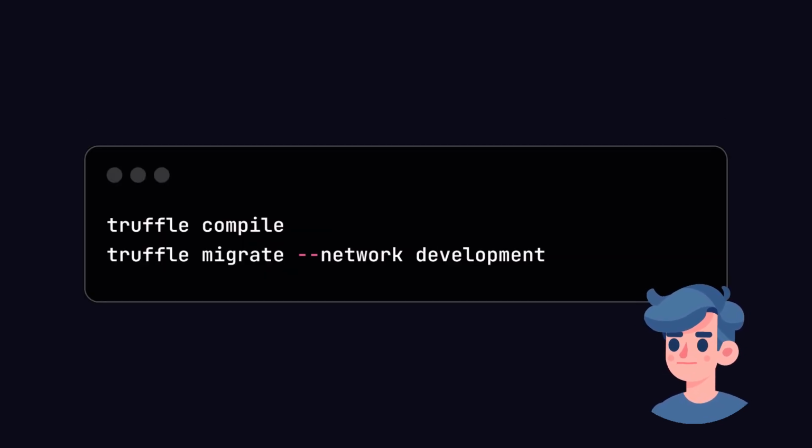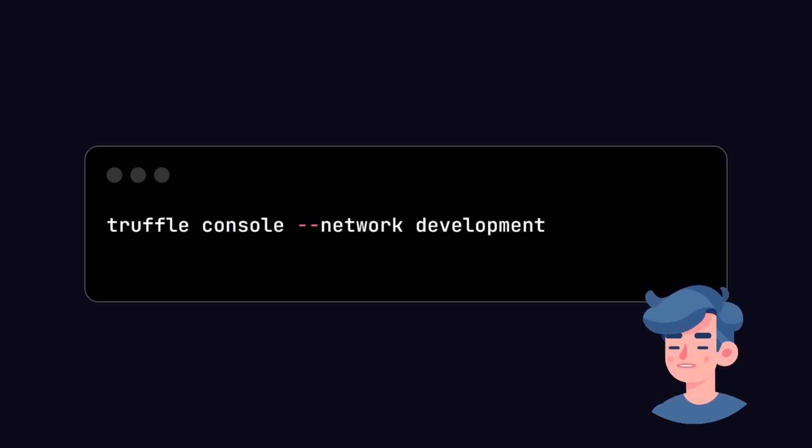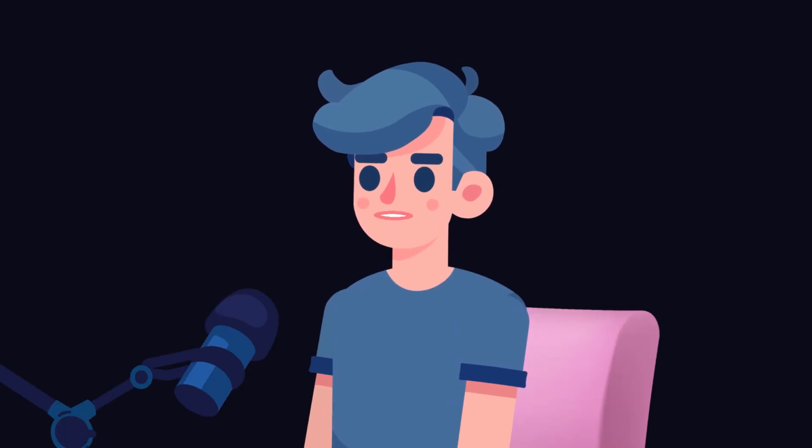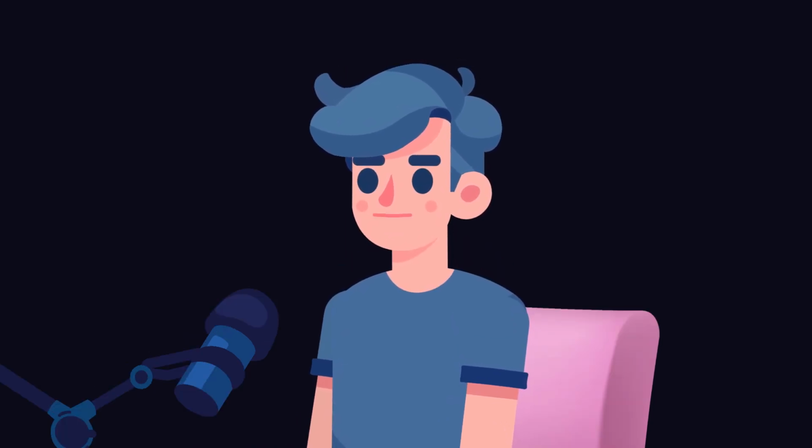Now, let's compile and deploy the contract. Run the following commands in your terminal. To interact with our deployed contract, we'll use Truffle console. Launch it by running this command. Once in the console, let's create an instance of our price consumer contract and call the getLatestPrice function. Here's how you do it. This will fetch the latest ETH price in USD. The result you get will depend on the current price from the Chainlink oracle.